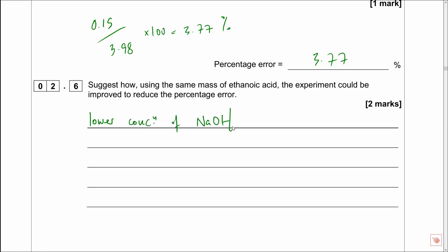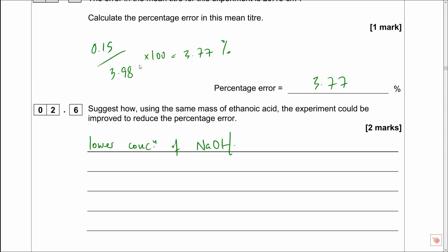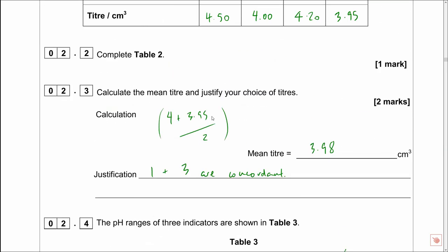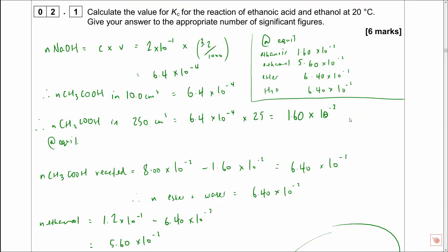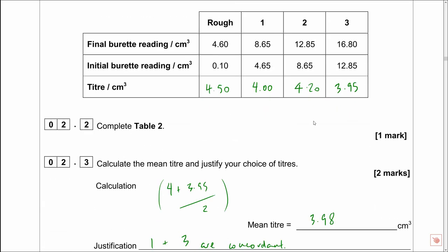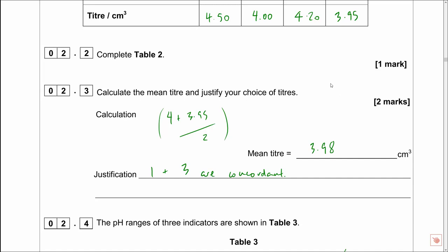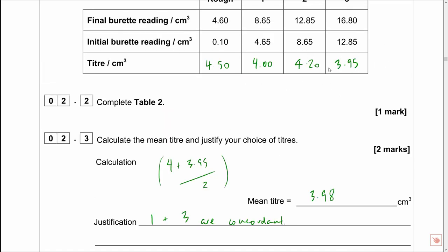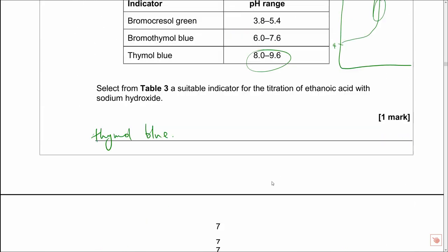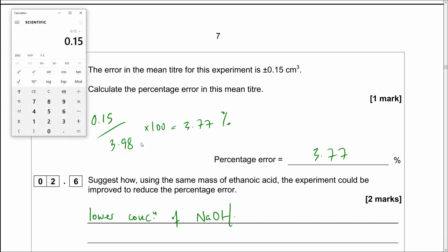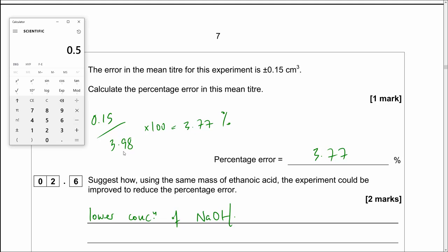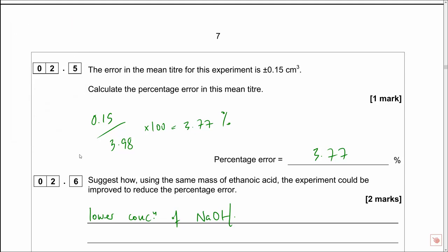concentration of sodium hydroxide, because you can see here the bigger the reading that you use, the smaller the error. It's these values here, isn't it? The bigger these readings, the smaller the error. So if that was 30 centimeters cubed as opposed to 3.98, your error would be 0.5%, which is a huge difference. So just by having a bigger volume, you massively decrease the error. So you want bigger volumes whenever you can.